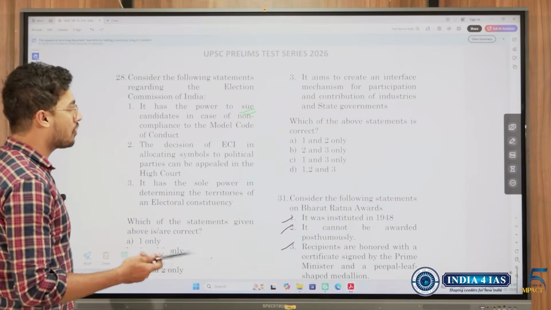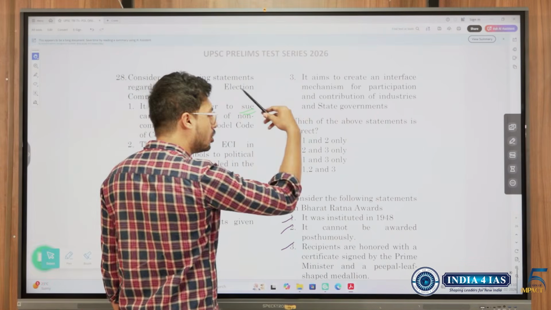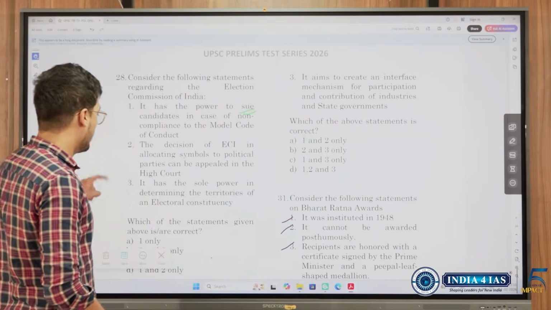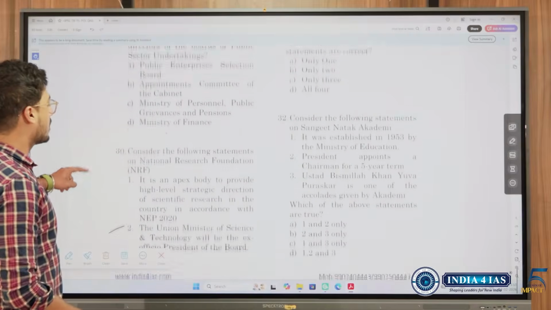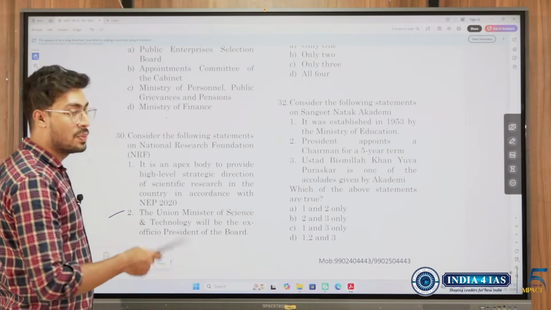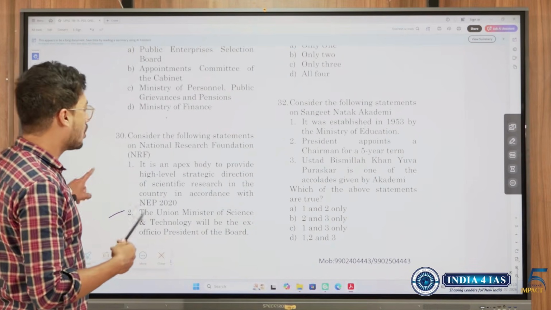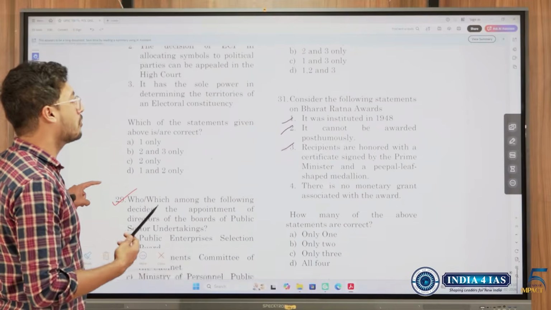Aims to create an interface mechanism for participation, contribution. See, these are generic statements. These tend to be correct. There is no doubt about this, but you should know about this word. And please read up on NRF because this could be asked, as this is an important upcoming body. Questions on such bodies have not yet been framed.